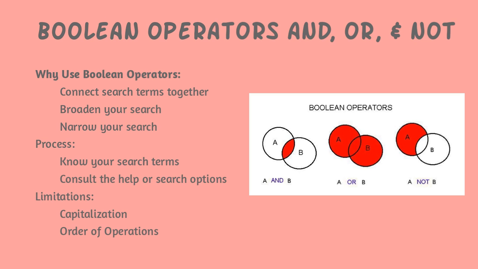The Boolean operator not excludes words or phrases from your search. For example, if you searched beaches, not oceans, or oceans, not beaches, that would mean you only want resources that are about beaches or oceans, not both together.